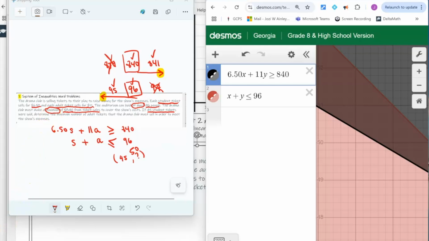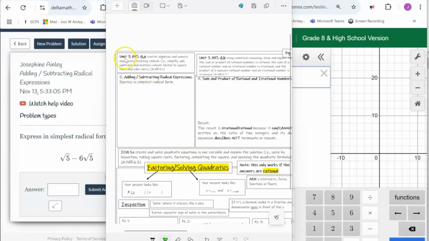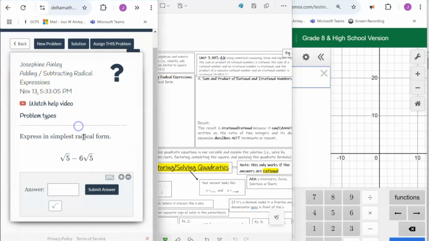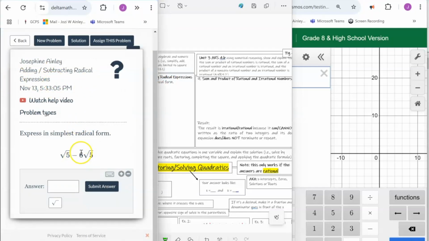Let's practice. All right, guys, we're going to take a look at AKS 4A, rewriting algebraic and numeric expressions of variables and radicals. In other words, can you simplify, add, subtract, and multiply radicals limited to square roots and cube roots? So we're going to specifically look at how to add and subtract radical expressions and express these in simplest form. So here's a Delta Math example, and I want to make sure that I do cover an easy one before I go to the one where you have to simplify.